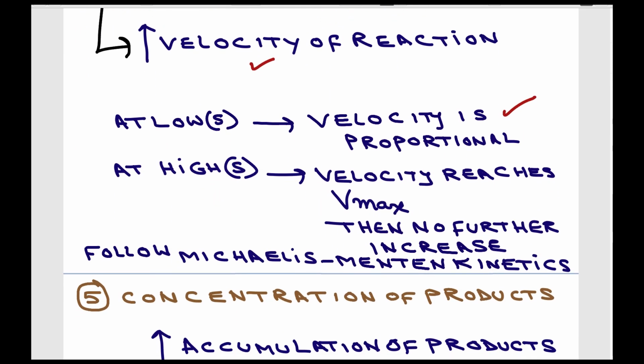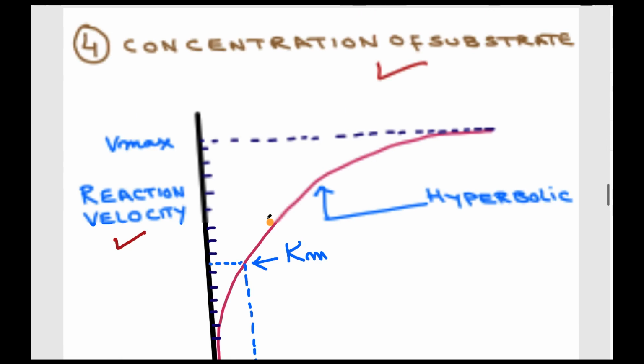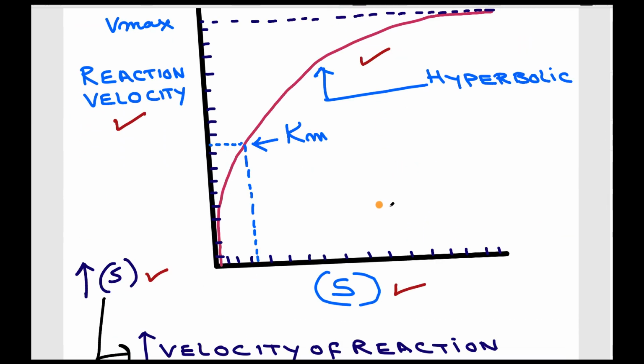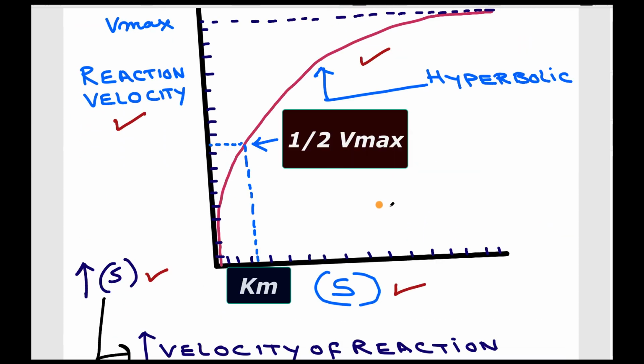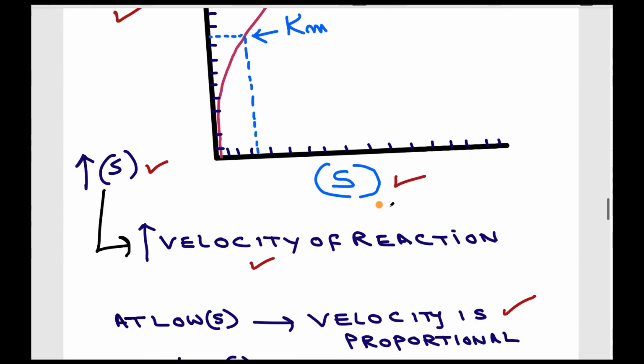When there is a high substrate concentration, velocity reaches the maximum, Vmax. After that, even if you increase the substrate concentration, there will not be a further increase in the rate of reaction. It follows Michaelis-Menten kinetics. It is a hyperbolic curve with reference to the non-allosteric enzymes. Allosteric enzymes will have a sigmoidal shape. Allosteric enzymes do not follow Michaelis-Menten kinetics.